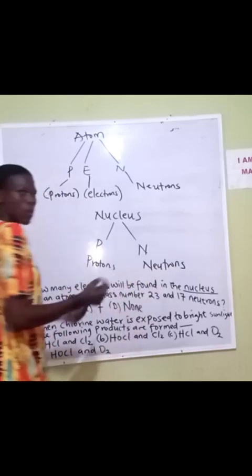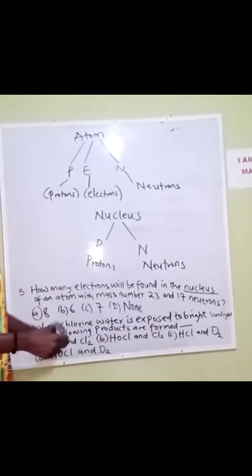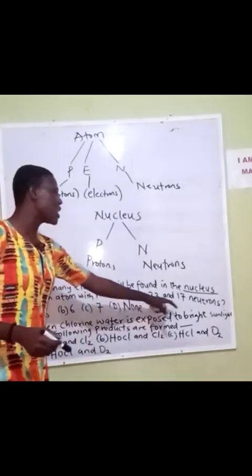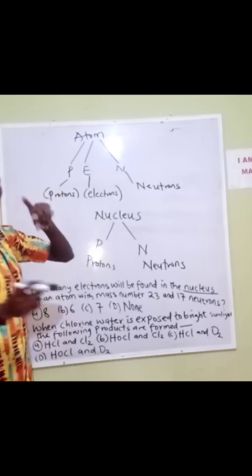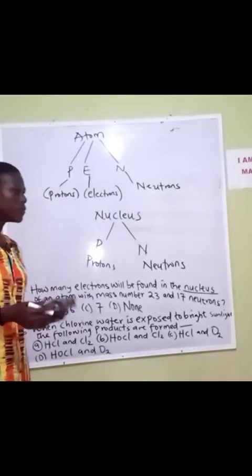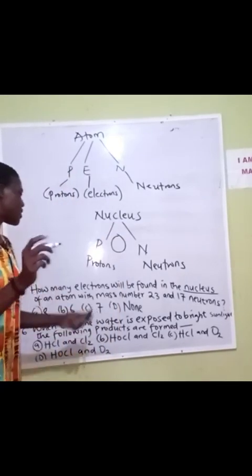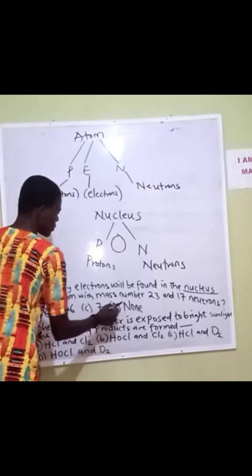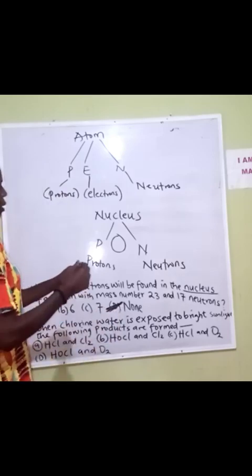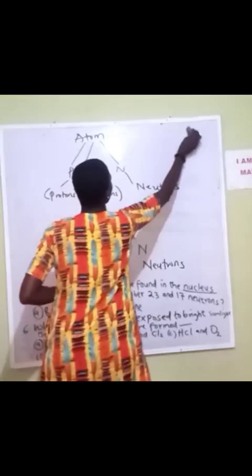So from this understanding, it said how many electrons will be found in the nucleus of an atom with mass number 23 and 17 neutrons. So from this explanation now, it means what? There is no electron in the nucleus. So the answer is what? None. Let me just give you something that will help you understand it better.